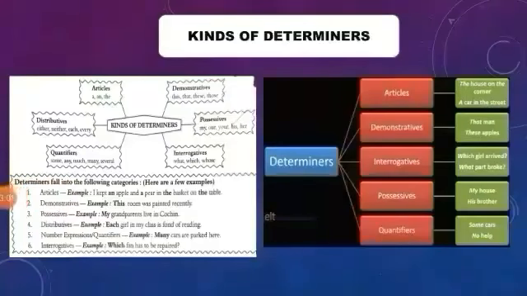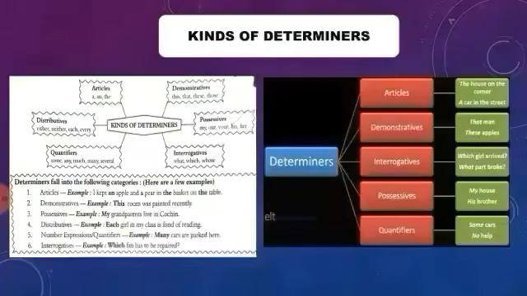Kinds of determiners. We know that there are six kinds of determiners. First, article. Second, demonstrative. Third, possessive. Fourth, distributives. Fifth, number expressions, or you can also say quantifiers. And sixth, interrogatives. First, article, that is the first kind of determiner. For example, I kept an apple and a pear in the basket on the table. So articles a, an and the are articles.